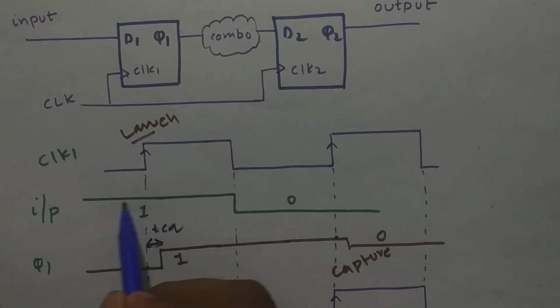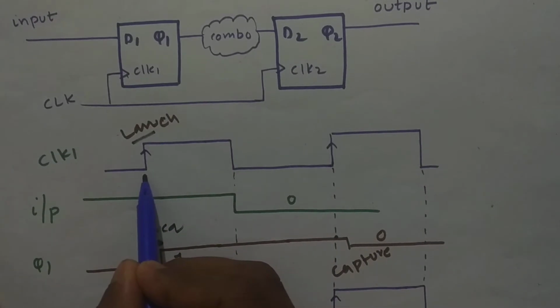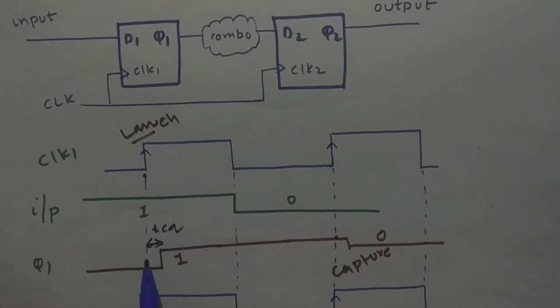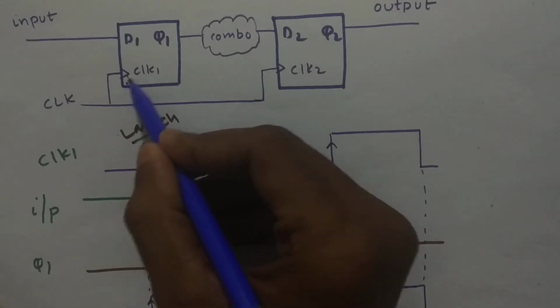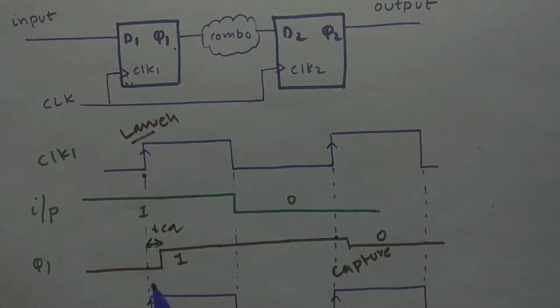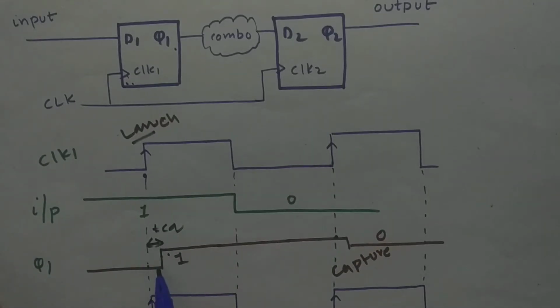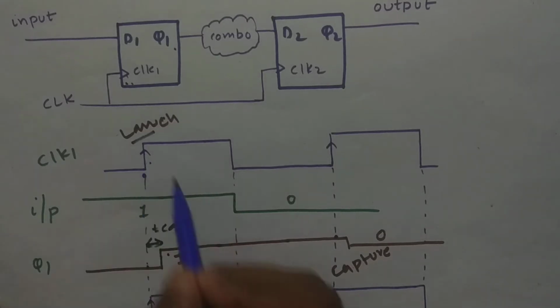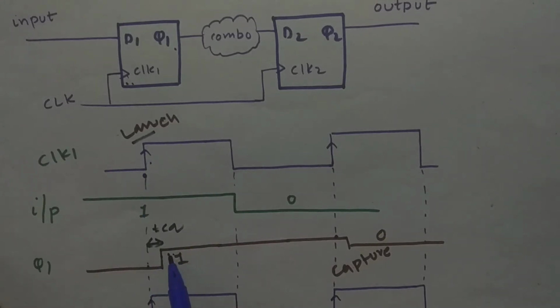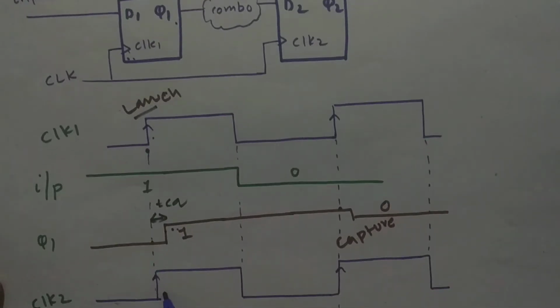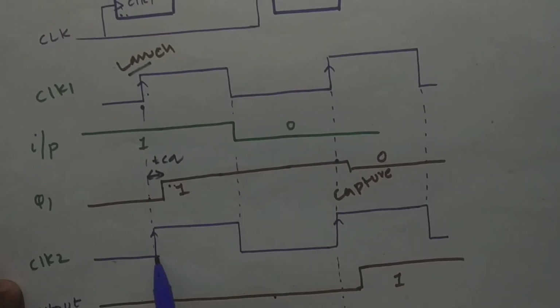Input is given as 1, so this edge will detect it as 1 and give it to Q1 after the TC-Q delay, the clock to Q delay. After a certain time, we will get 1 at Q1. At this edge, it is reading 0 for Q, so it will be 0 from this edge to the next edge. It is not reading 1 at this edge.